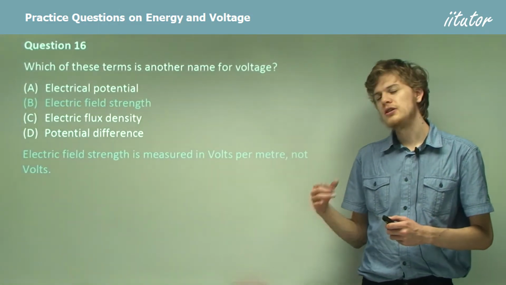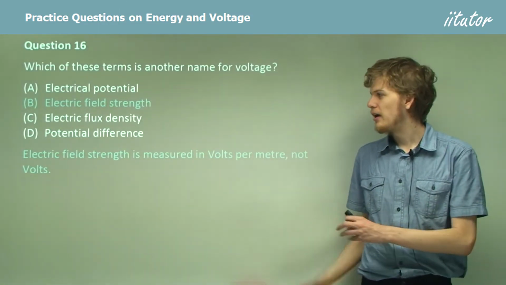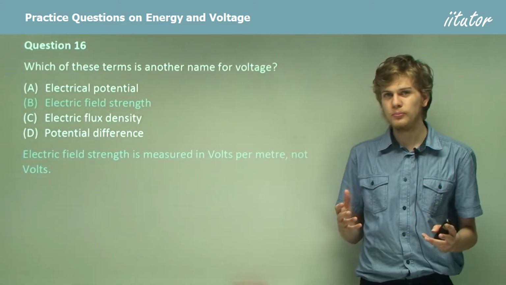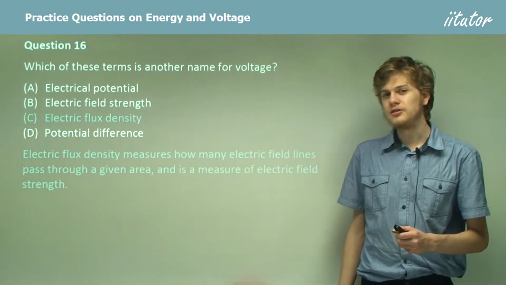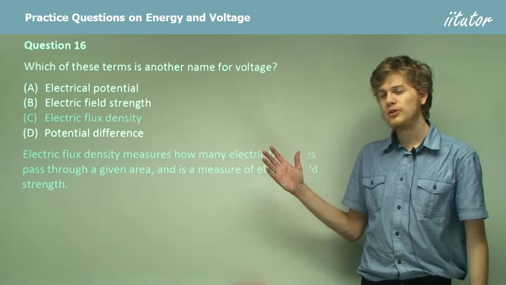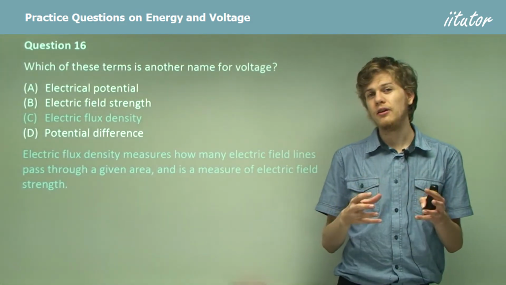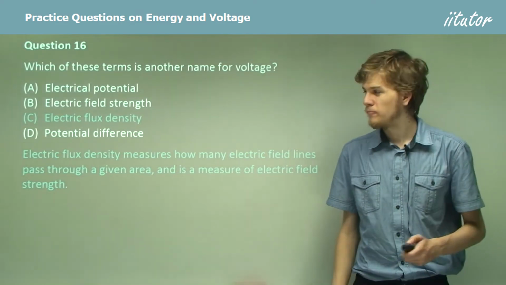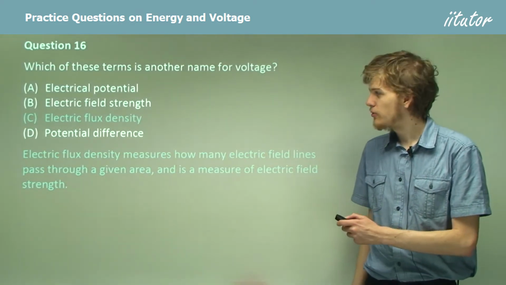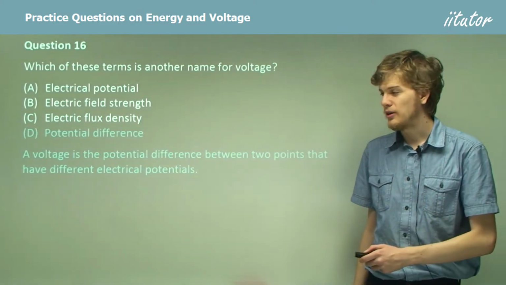Electric field strength is measured in volts per meter, and voltage is measured in volts. Electric flux density is just another measurement for electric field strength. It's technically a measure of how close together the electric field lines are. The last option is potential difference, and this is the correct answer.